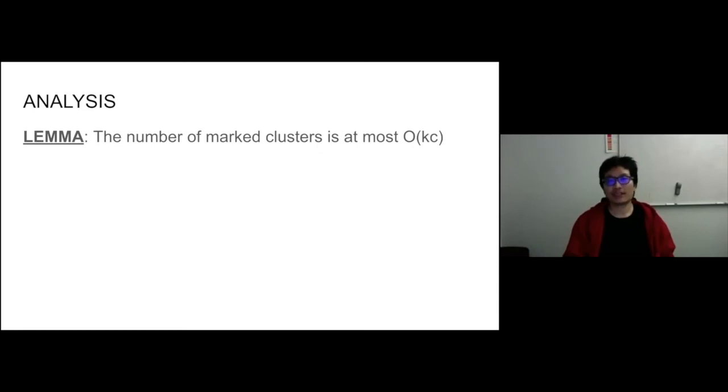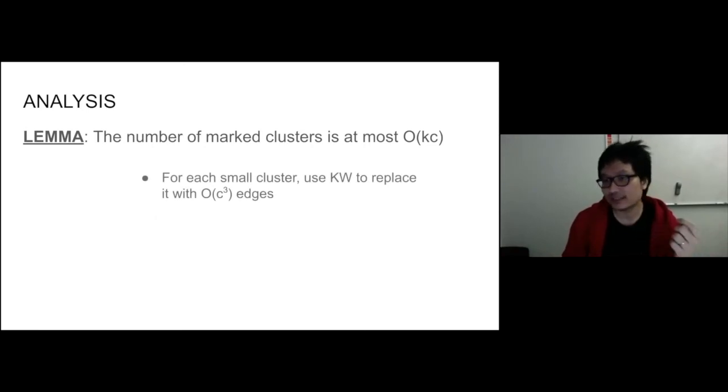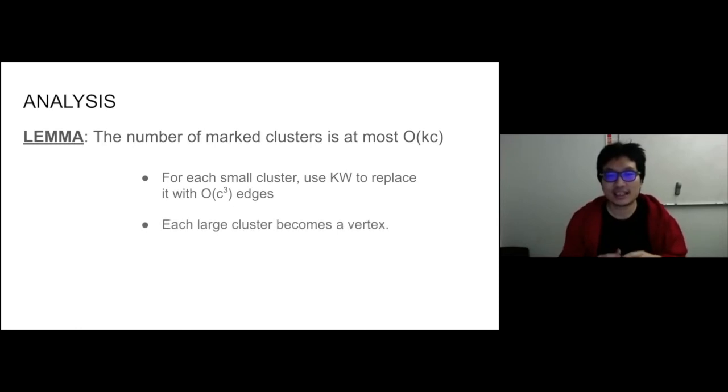So for sure this will terminate, and the goal is to show that when it terminates, the number of clusters is actually small. It's only k times C clusters. This is what I will show. For each small cluster, we are going to use the Chuzhoy-Wallstrom result to replace it with a small number of edges, a mimicking network of a smaller size. And for each large cluster, you can just contract it to be one vertex, because it's safe. Therefore, if this lemma is true, we are done. We will have k times C to the 4 edges in total.